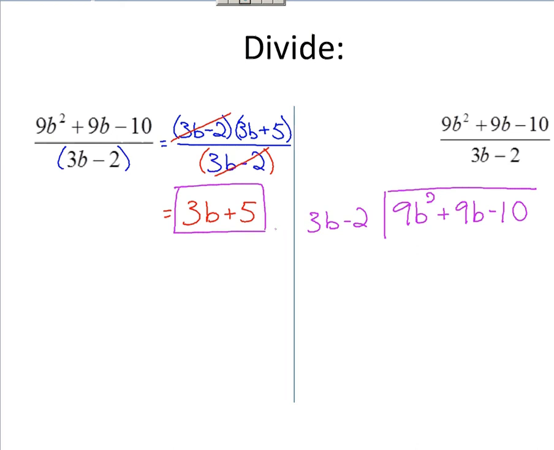All right, using long division when we're playing with polynomials. Start with your lead term here of 9b squared. Compare that to the lead term out here, 3b. Take 9b squared, divide by 3b. What do you get? You get 3b, don't you? All right. So I'm going to put 3b up here because 9b squared divided by 3b is 3b.